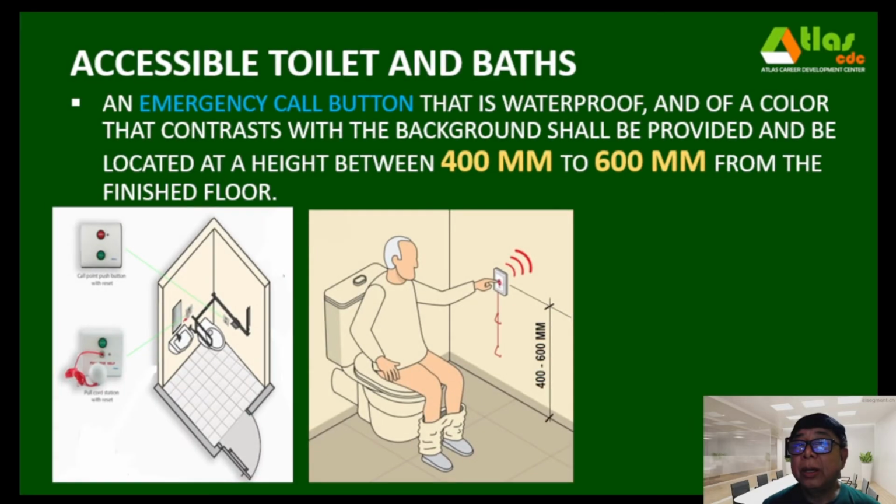Now, an emergency call button that is waterproof and of a color that contrasts with the background shall be provided and be located at a height between 400 mm to 600 mm from the finished floor to the center line of the call button. So this is an example of a call button.